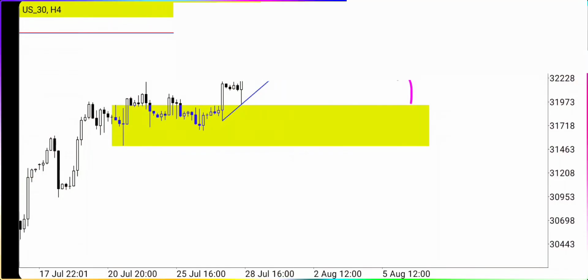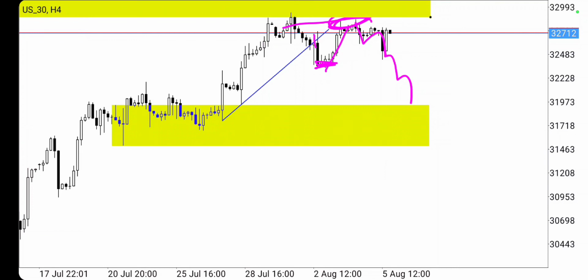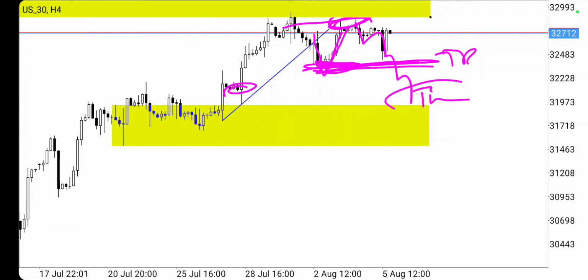But the fact that we were coming down and then all of a sudden we pushed up there, this has to be your TP1. Even though you are targeting the next opposing zone, this has to be your TP1. Then you can have this as your main TP.